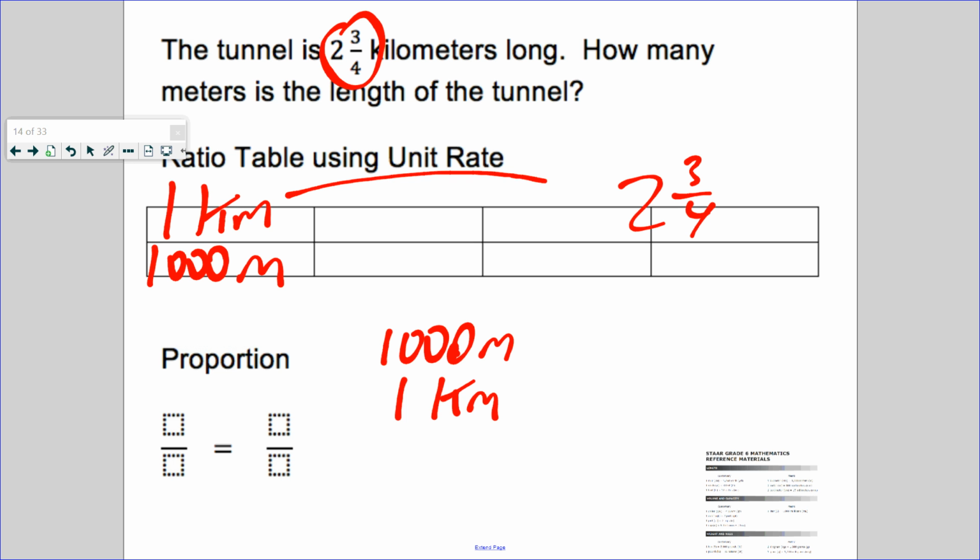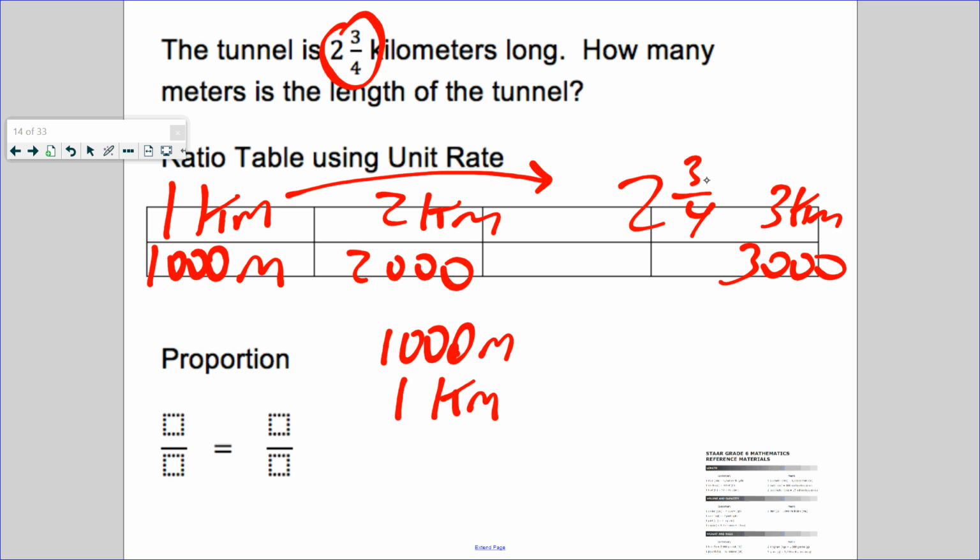How do you build 1 kilometer? Well, let's think about it. 1 kilometer is 1,000 meters. 2 kilometers would be 2,000. 3 kilometers would be 3,000. So this is between 2 and 3. So we know our answer will be between 2,000 and 3,000.